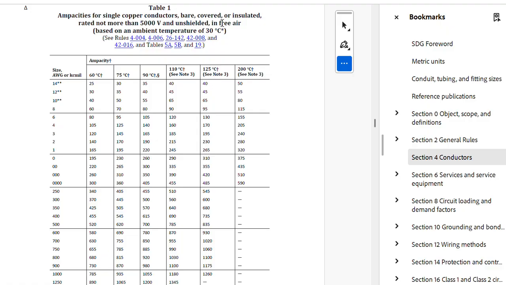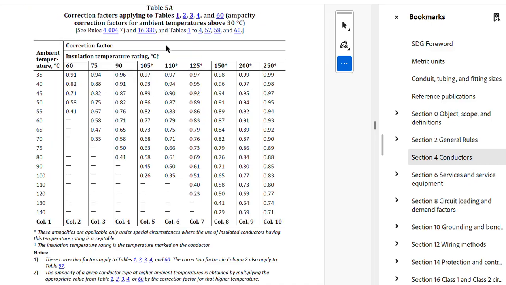Table 1, we are in free air. We're up to 30 degrees Celsius. If I know what I'm working with, for example, a 90-degree rated type of insulation, and let's say I'm working with 8 gauge wire, then I can put 80 amps in that circuit. But that's only if it's at 30 degrees. Let's say it's higher than 30. Let's say it's 50 degrees. This chart starts at 35.